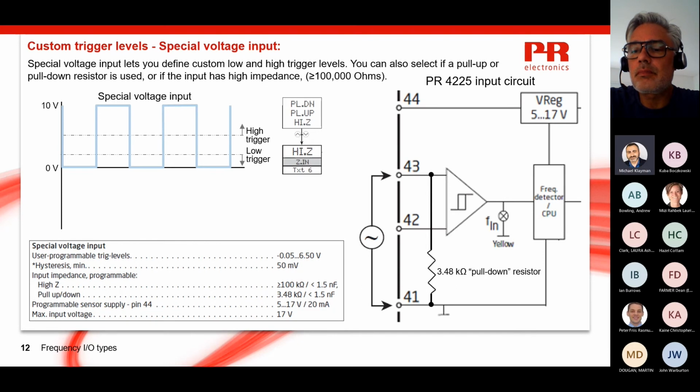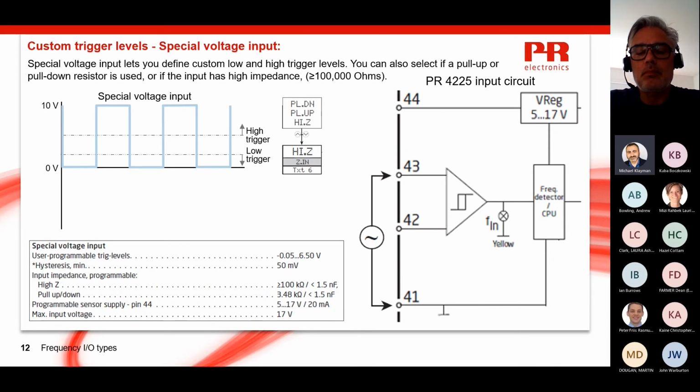In most cases where a special voltage input is required, the device creating the frequency output already has internal circuitry that pulls the frequency up to a high voltage and down to a low voltage. So we do not have to provide pull up or pull down resistors. In that case, select high Z, where Z stands for impedance. When high Z is selected, pull up and pull down resistors are not used, and the input impedance between terminals 41 and 43 increases to at least 100,000 ohms.